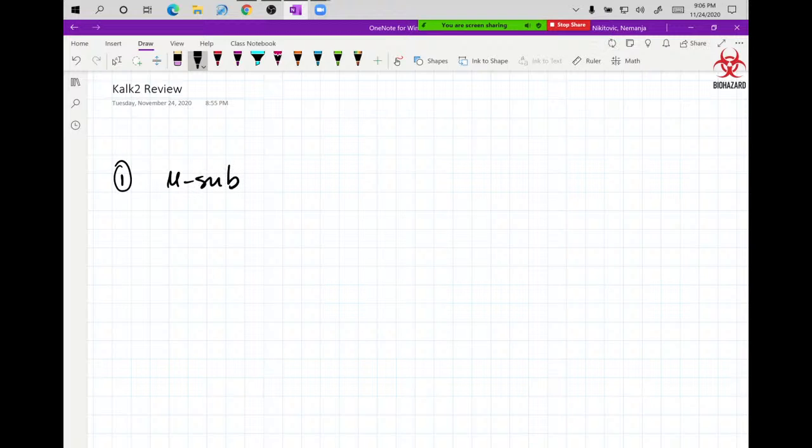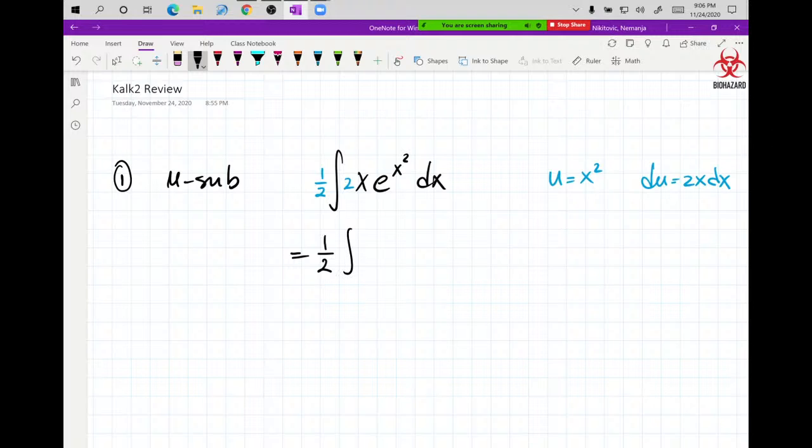So if you remember, let's say having x e to the x squared dx, you would set u to be x squared, and then du would be 2x dx. Since you need to fix the 2, you will put 1/2 in front to fix the constant, and you will get your 1/2 integral. Now 2x dx is your du, and you have e to the u.